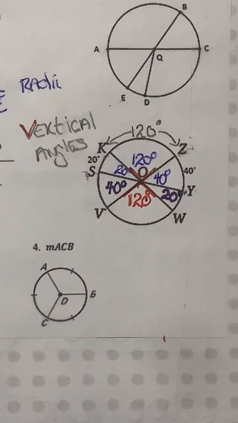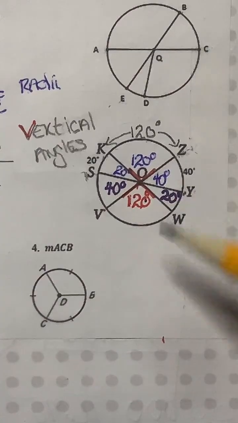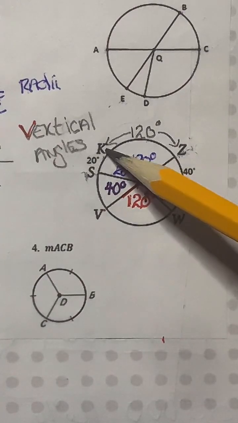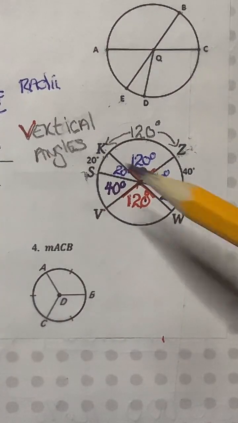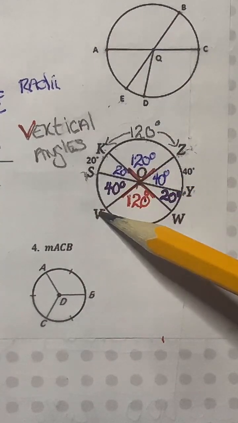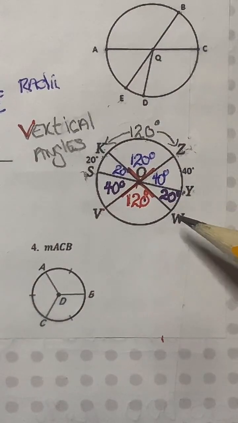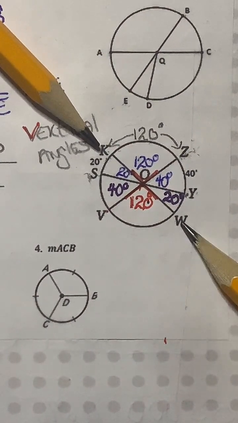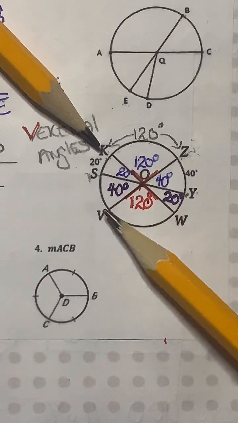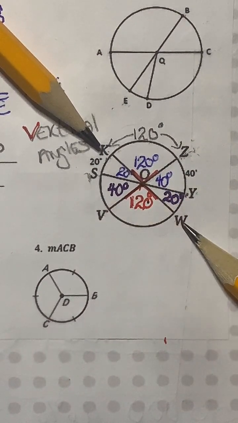So if I say KVW, okay, KVW, what is KVW? Starting here with K, ending here with W.